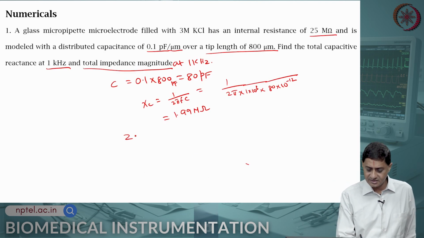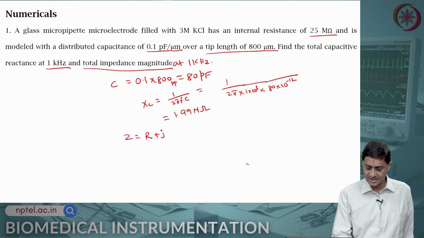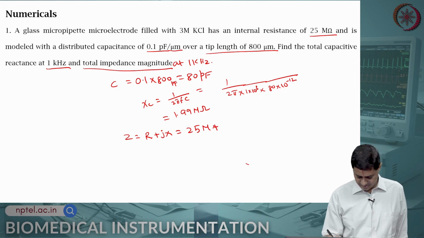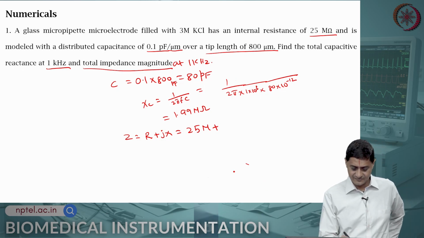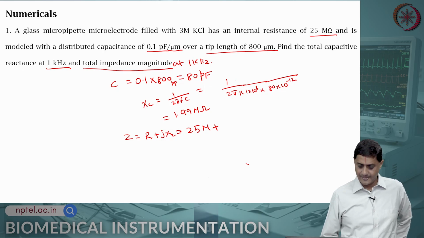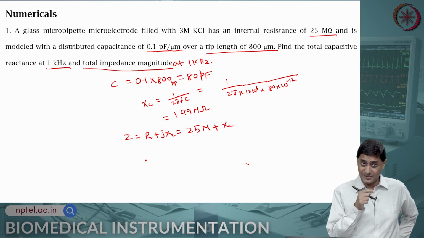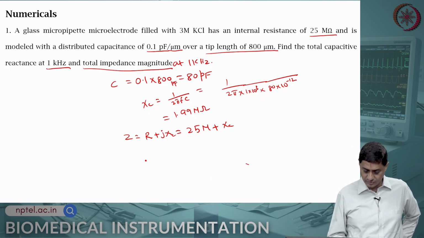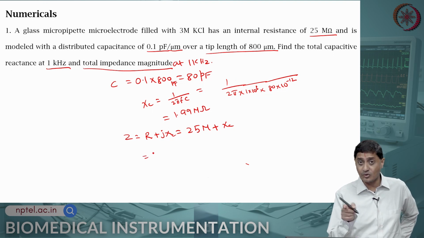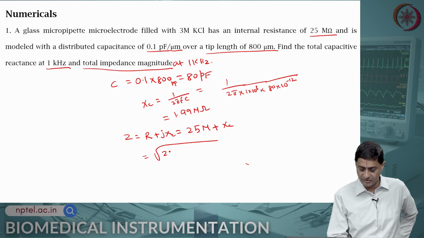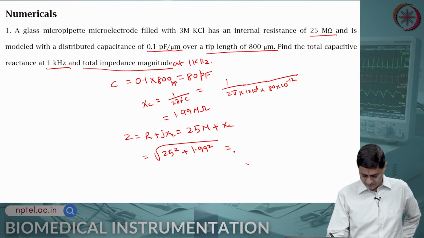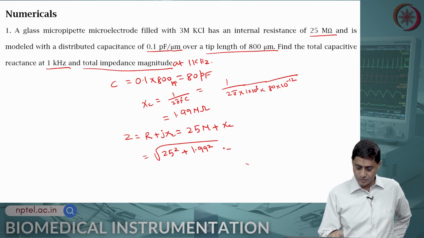Now, the impedance Z is resistance plus reactance. What is resistance? That is 25 mega ohms plus jXc. You cannot simply add those two. What I have to do is find the square root of the sum of the squares, that is, the square root of 25 squared plus 1.99 squared. That would be so many mega ohms.